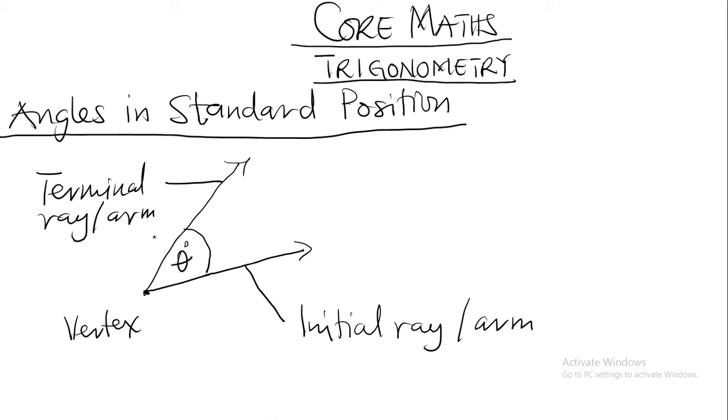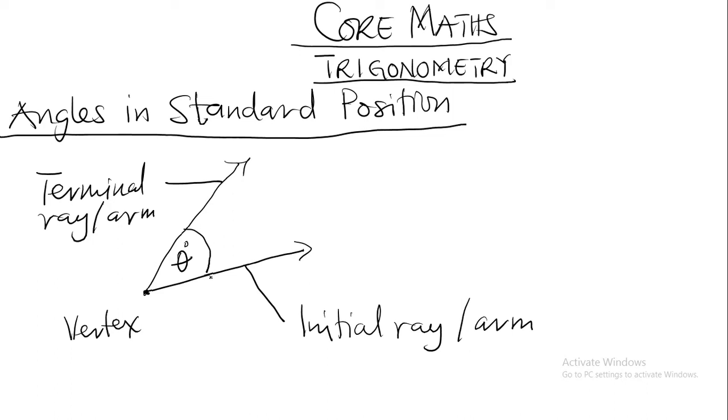So that is what we learned in geometry. Angles are formed when two rays meet at a point. The point of intersection is the vertex. The starting ray is called the initial ray, and the ending ray is called the terminal ray, because that is where the angle terminates.